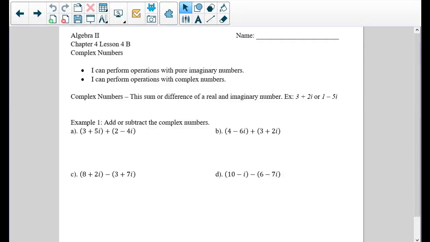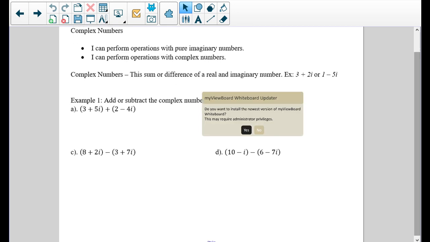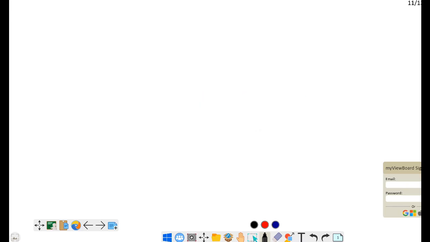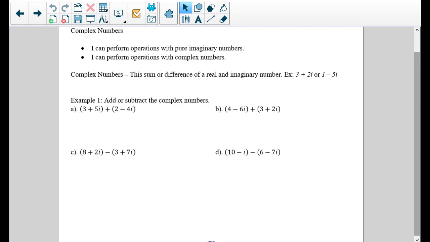Chapter 4, Lesson 4, Part B. Still looking at complex numbers. Now we're actually going to perform some operations with complex numbers. It's a lot easier than what you think. So let's just jump right into it.